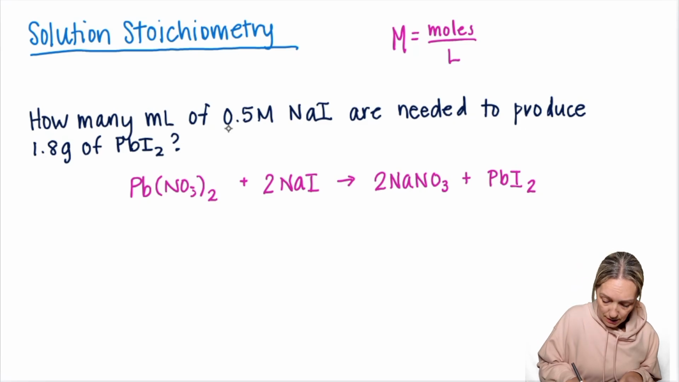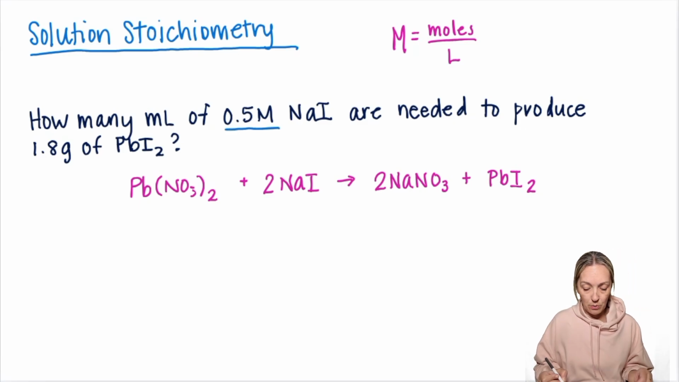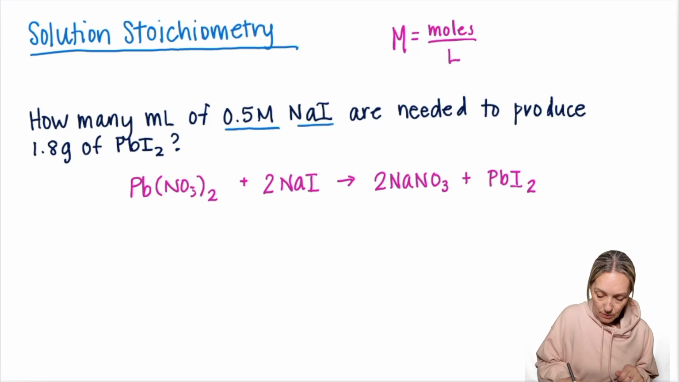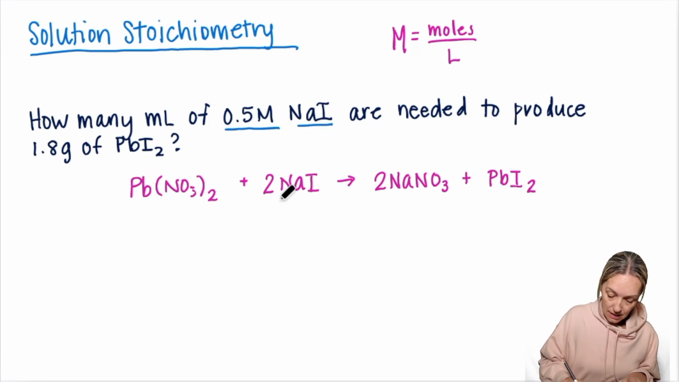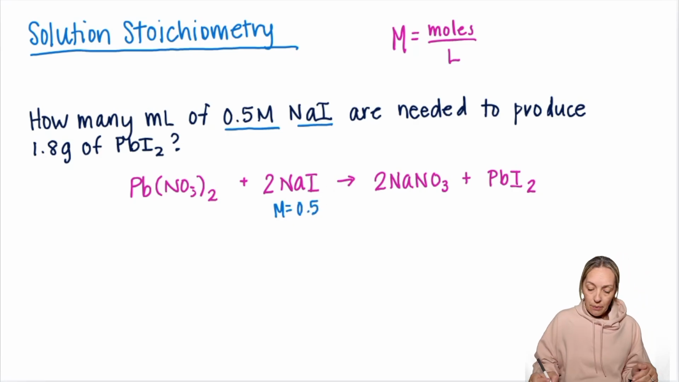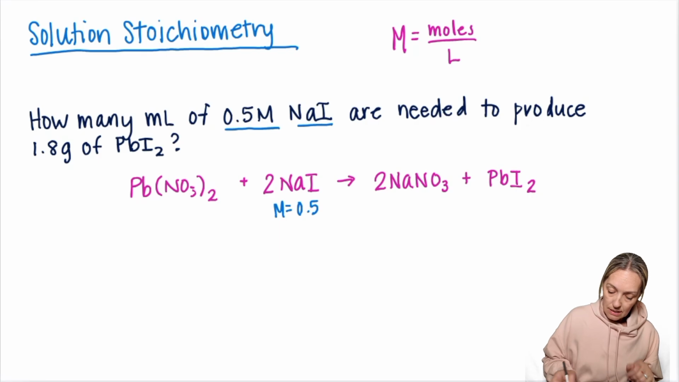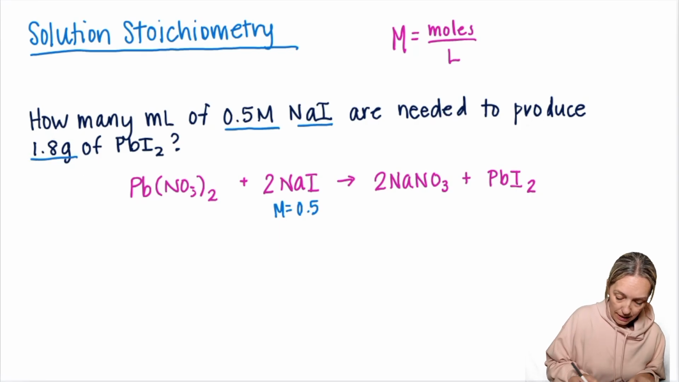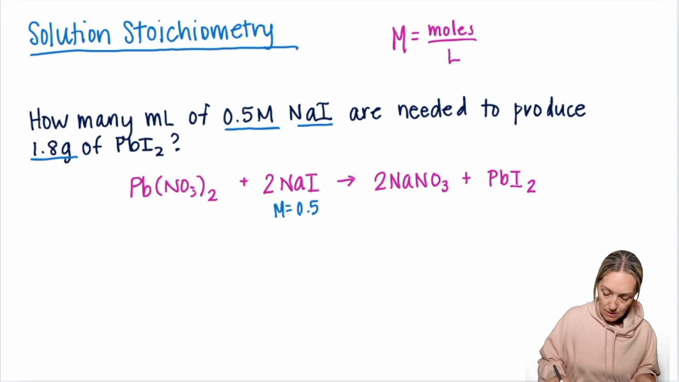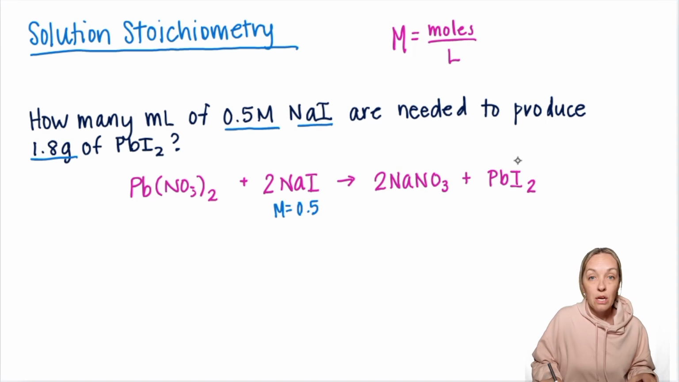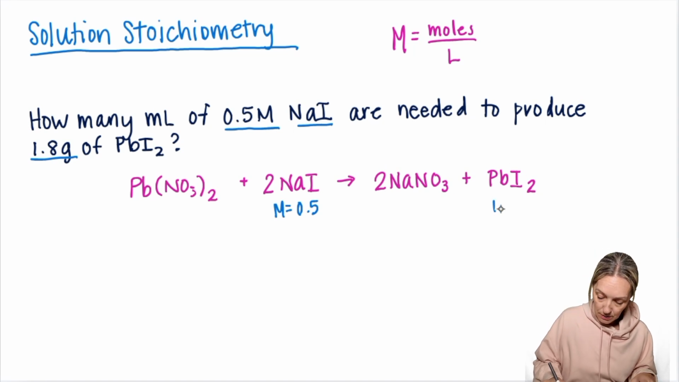So the first number here that I hit is a 0.5 molarity. That is referring to the NaI. So in my balanced equation underneath the sodium iodide, I am going to put that number. I want to know how much is needed to produce 1.8 grams, and that 1.8 grams is referring to the PbI2. So I'm going to find the PbI2 in the balanced equation, and I'm going to write the 1.82 grams underneath it.